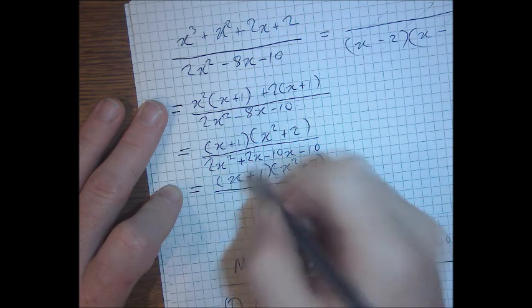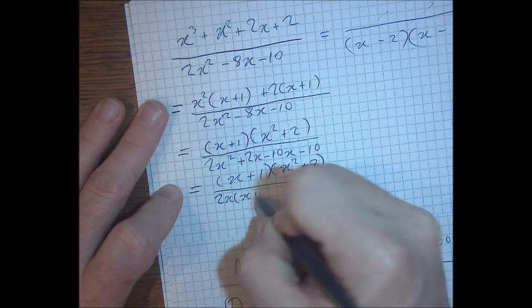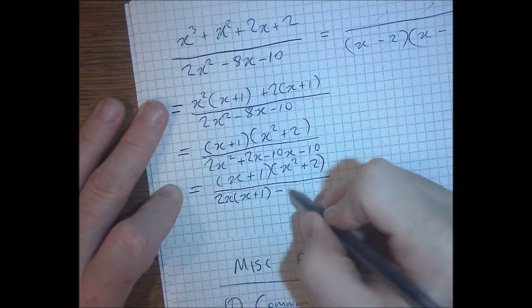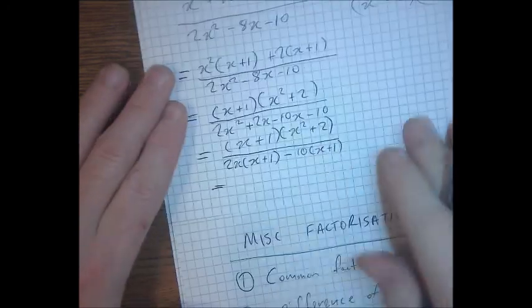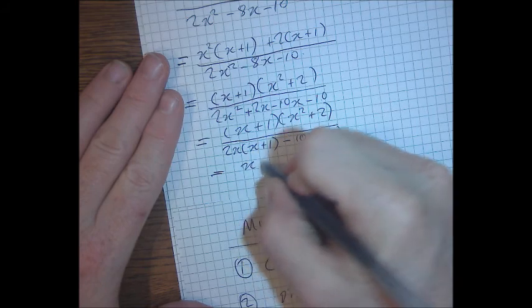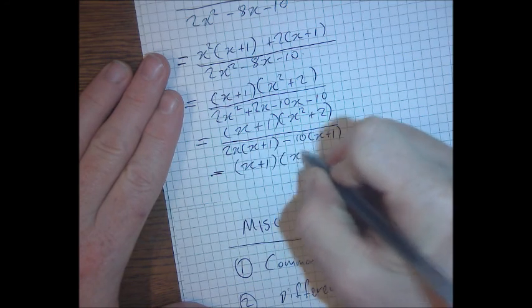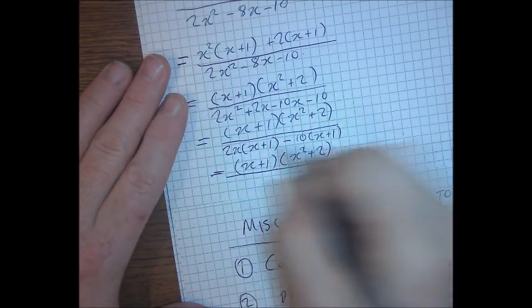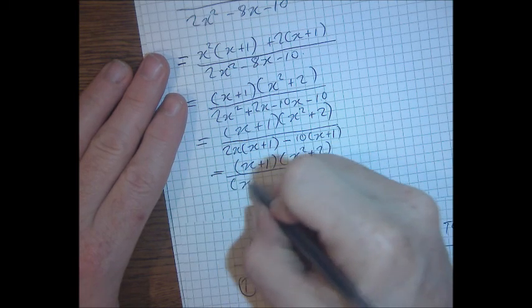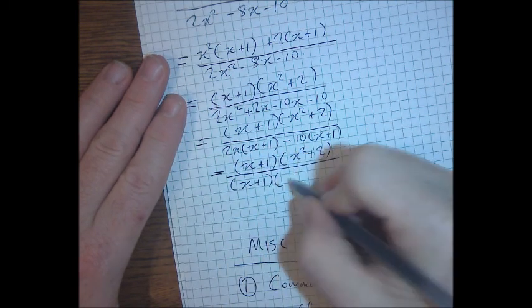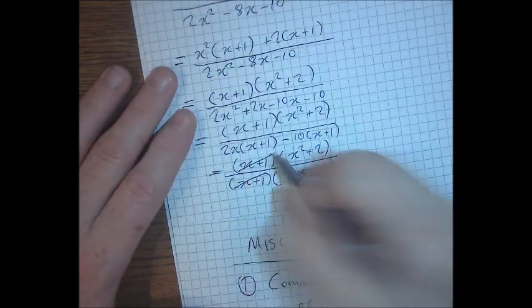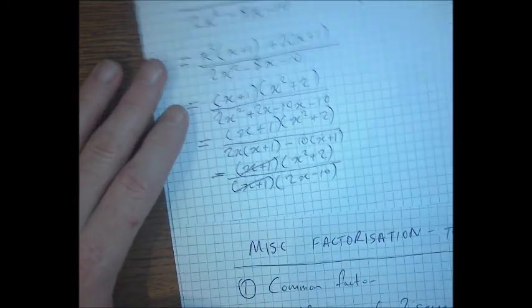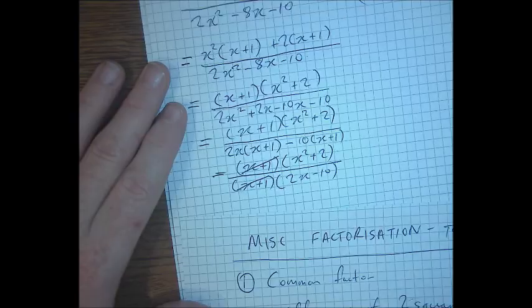So that has a common factor of 2x. And that has a common factor of negative 10. And now I see a common factor of bracket x plus 1 bracket. Open up a bracket, write what it used to be with. And now I cancel those. And so that's the answer to question 1.